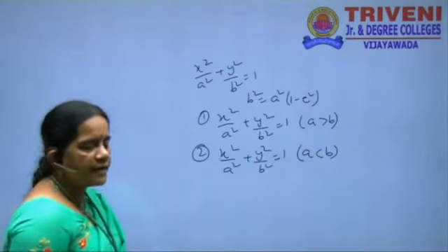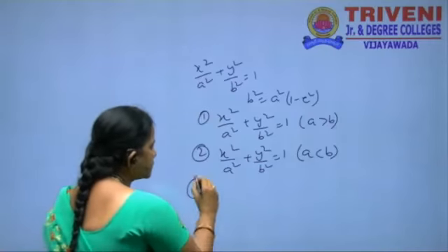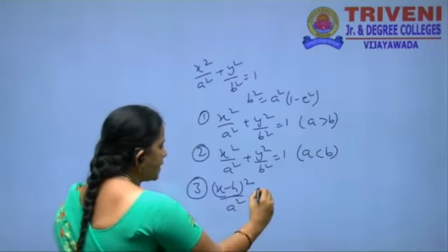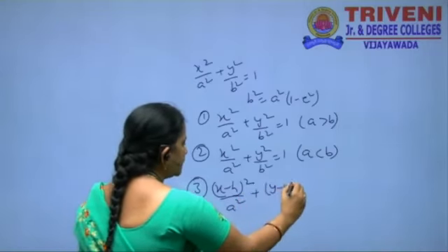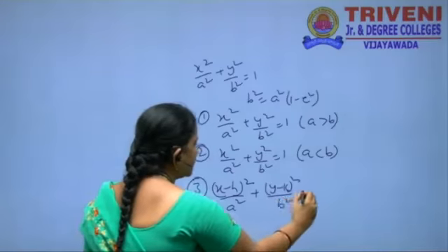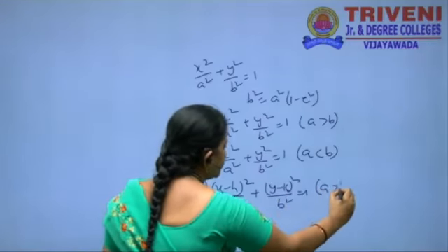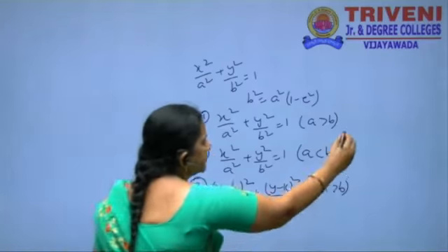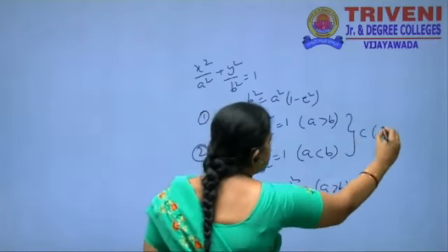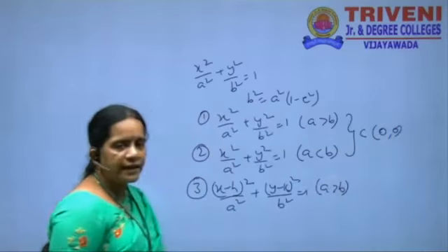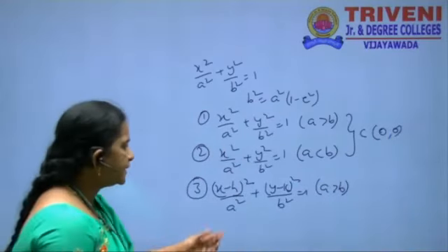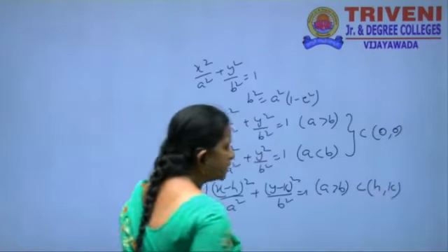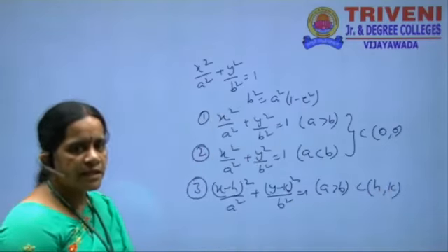And next, the third one is x minus h whole square by a square plus y minus k whole square by b square is equal to 1. Here a is greater than b. In the first two cases the center is 0 comma 0. Here the ellipse center is 0 comma 0, and the third form has the center h comma k.